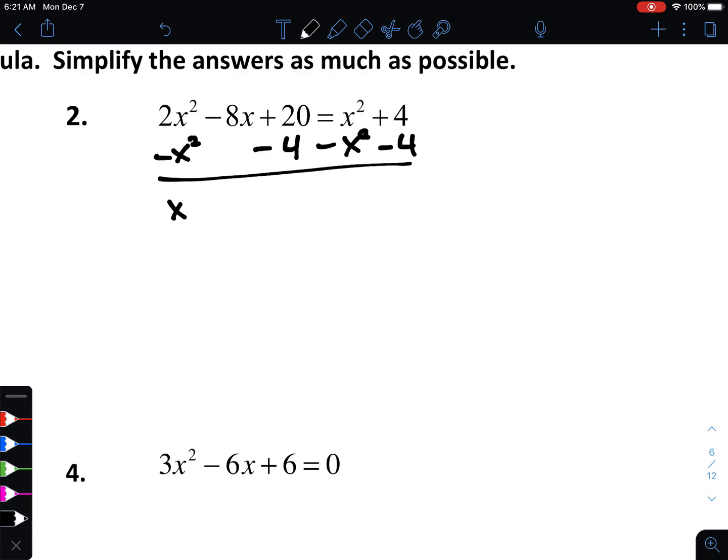On the left side, 2x squared minus x squared is just 1x squared. The minus 8x has nothing to combine with. 20 minus 4 is 16, which is equal to x squared minus x squared, which is 0.